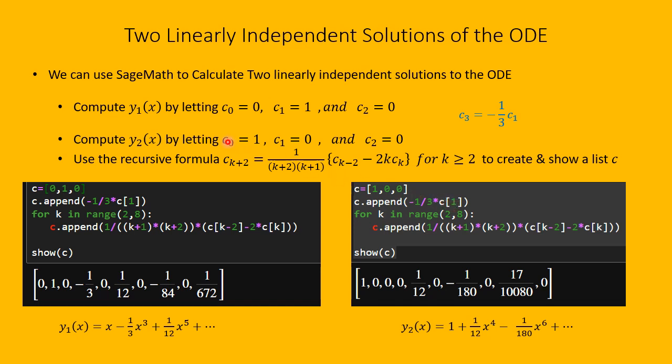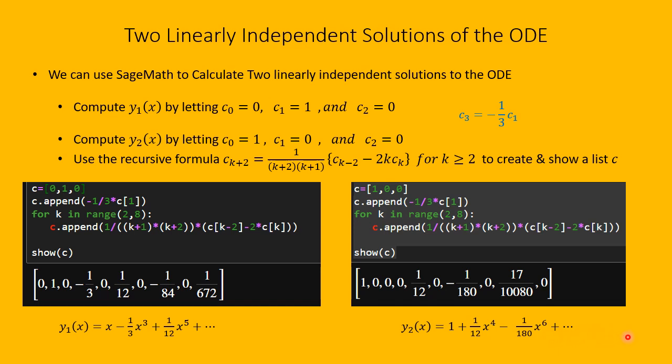After that, we once again, by this for loop, use this recursive formula to find more of the C sub k's. And finally, after this for loop is finished executing, we will show the resulting list of C values. 1, 0, 0, 0, 1/12, 0, minus 1 over 180, 0, and so forth. So what this y sub 2 turns out to be then is 1 plus 1/12 x to the 4th minus 1 over 180 x to the 6th plus more terms ad infinitum.